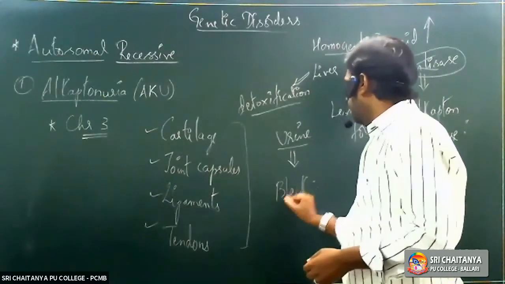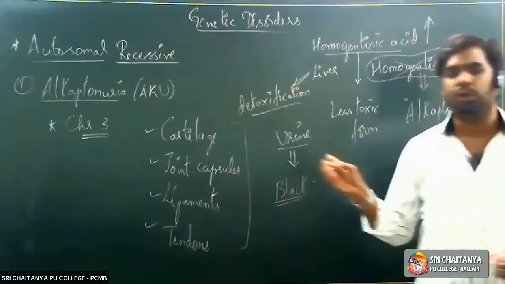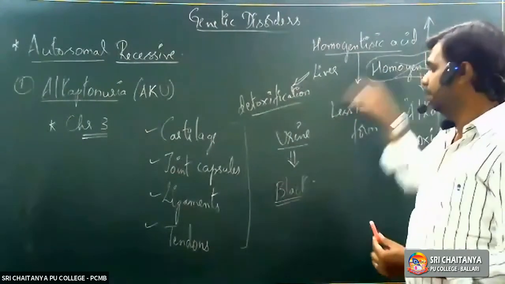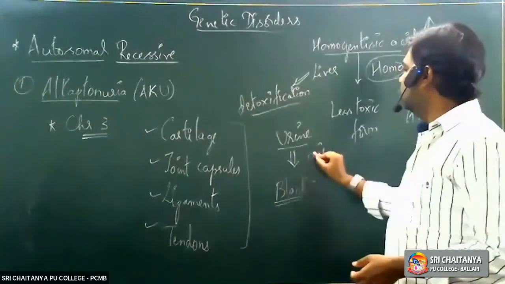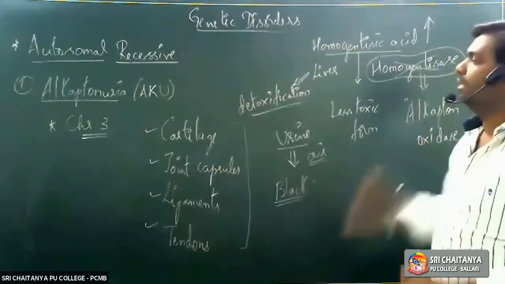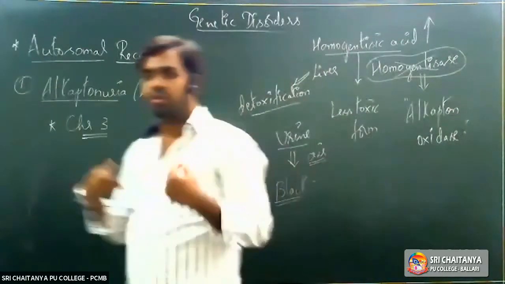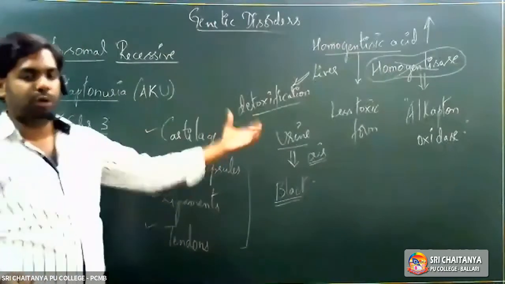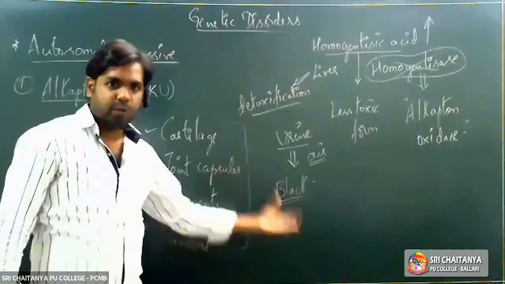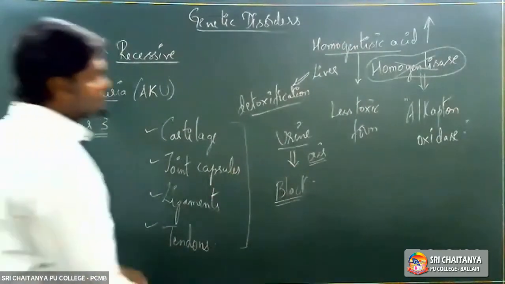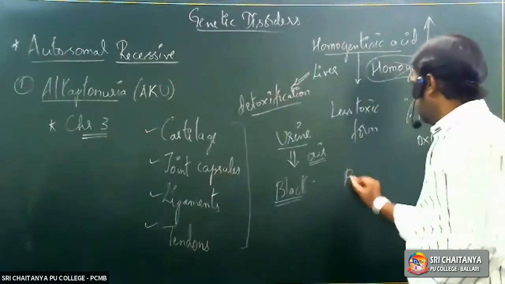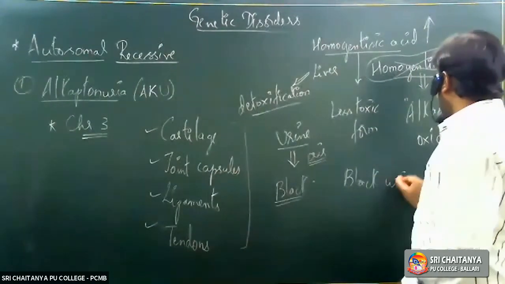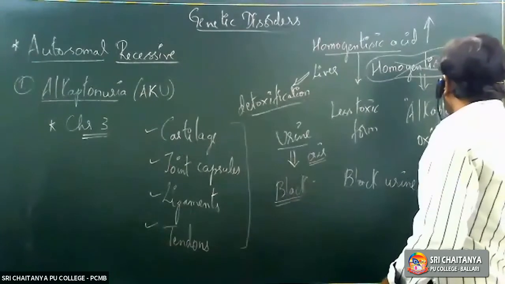Right? It would turn black in color. And this black color of urine is because of the oxidation of homogentisic acid in the presence of air. In the presence of air, homogentisic acid starts undergoing oxidation, as a result of which, within a very short time, the urine turns black in color. So that's the reason why Alkaptonuria is also called black urine disease, or black urine disorder.